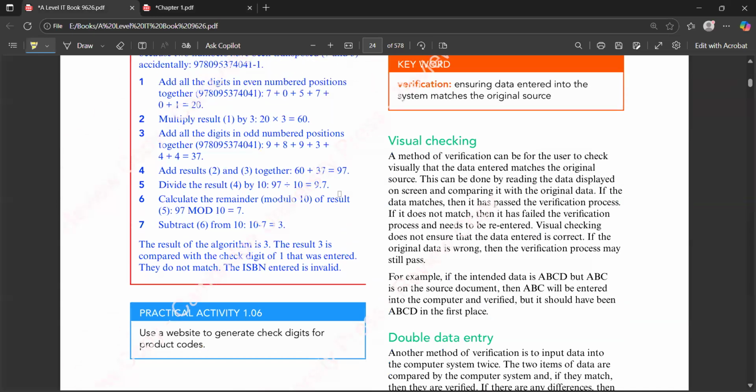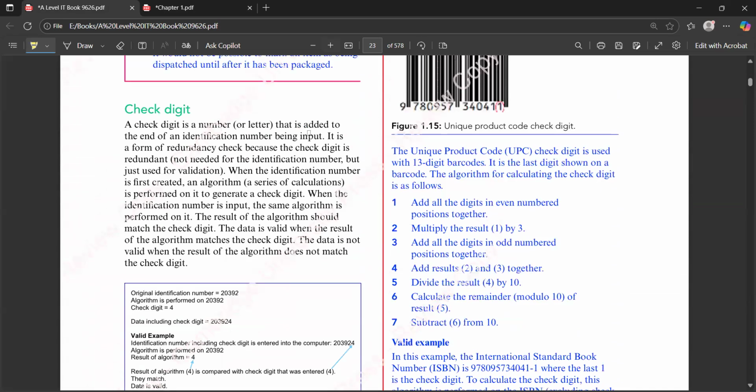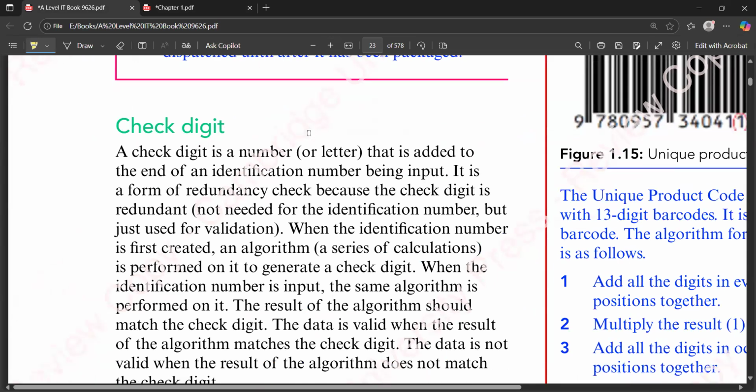After that, what I am going to discuss with you is going to be check digit. Do you have any idea about check digit? No.